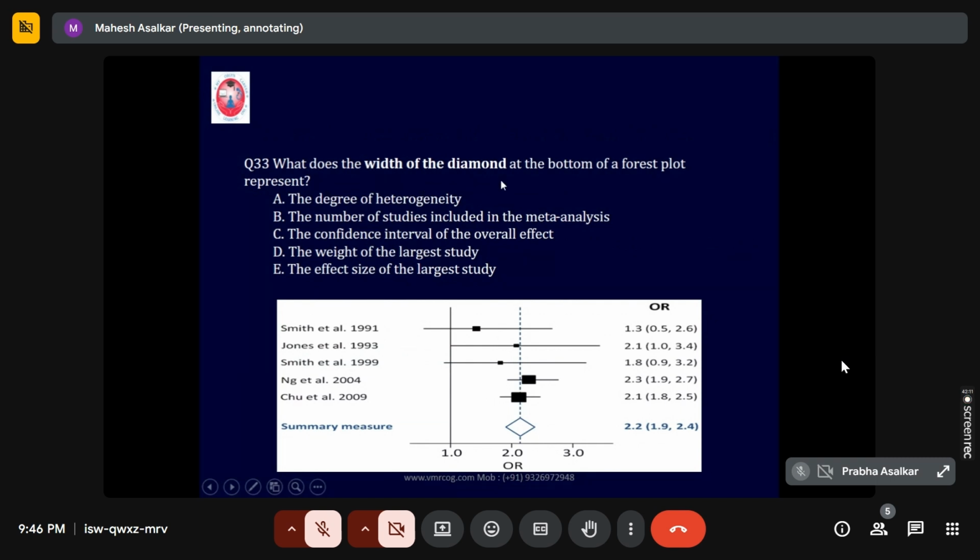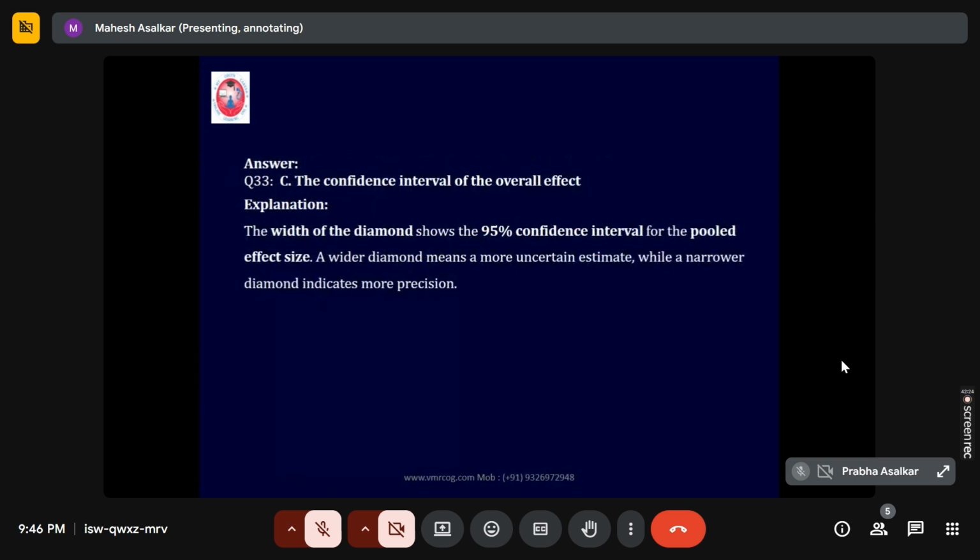What does the width of a diamond tell you? This is the width of the diamond. It should be C, the confidence interval of the overall effect. The width of the diamond shows the 95% confidence interval for the pooled effect size. A wider diamond means a less certain estimate, while a narrower diamond indicates more precision. So the confidence interval of the overall effect, option C, is the correct answer.